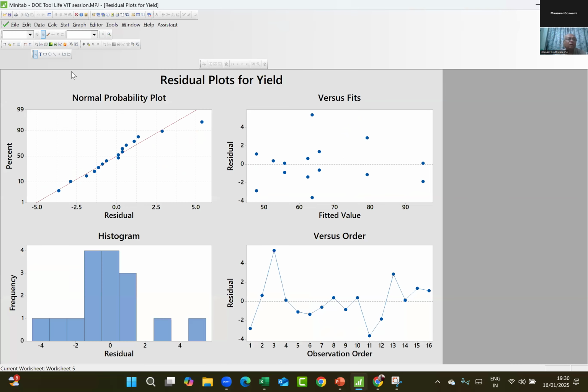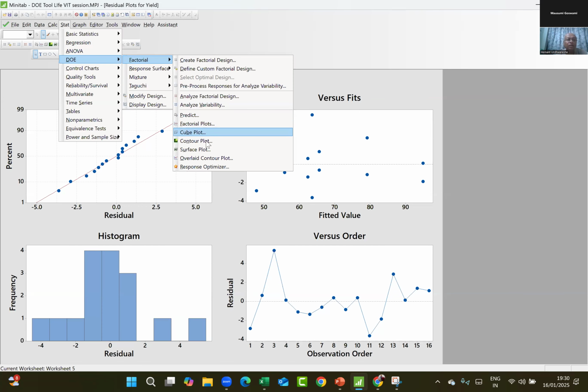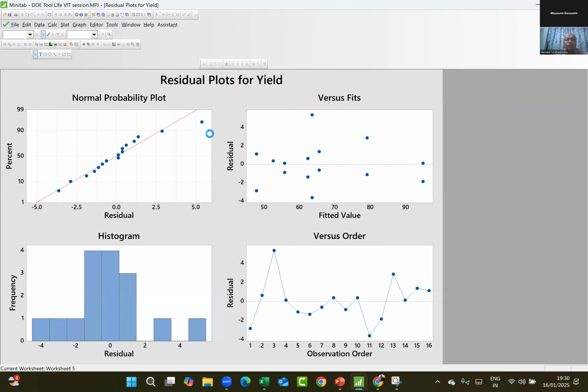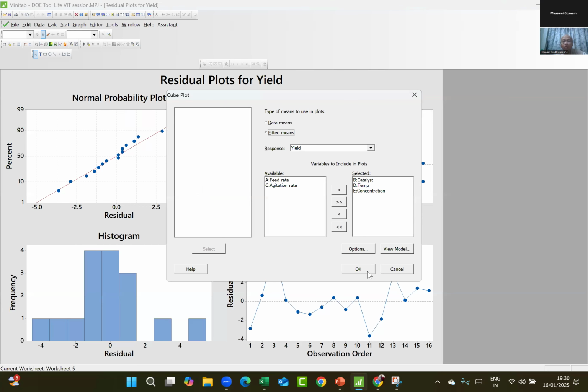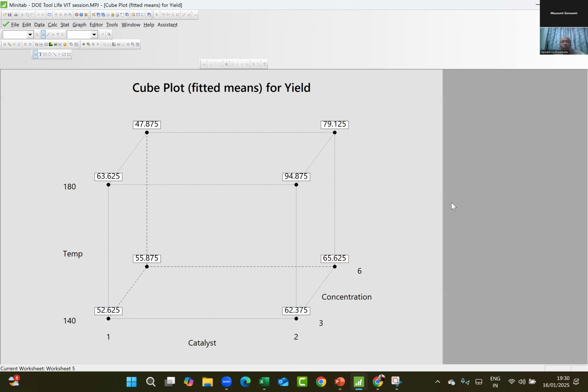And of course, you can plot the remaining graphs. If you go to Stat, DOE, Factorial, and then Cube Plot, of course, it will be there, but there will be multiple cube plots because it will be divided into multiple. Okay, this is one, but there will be more cube plots. So you have to select which ones you want.